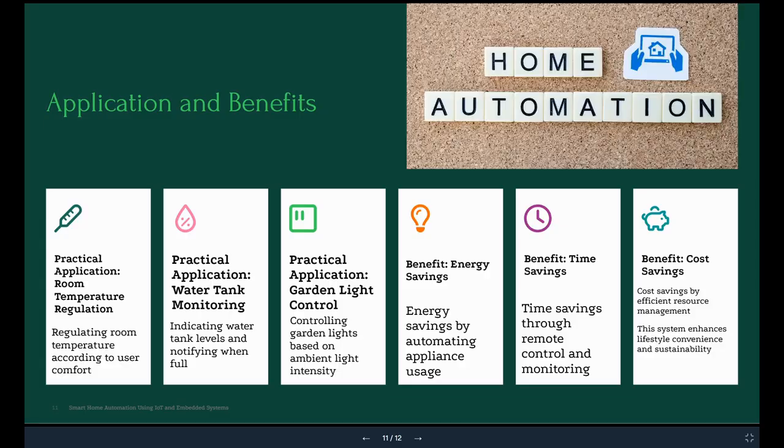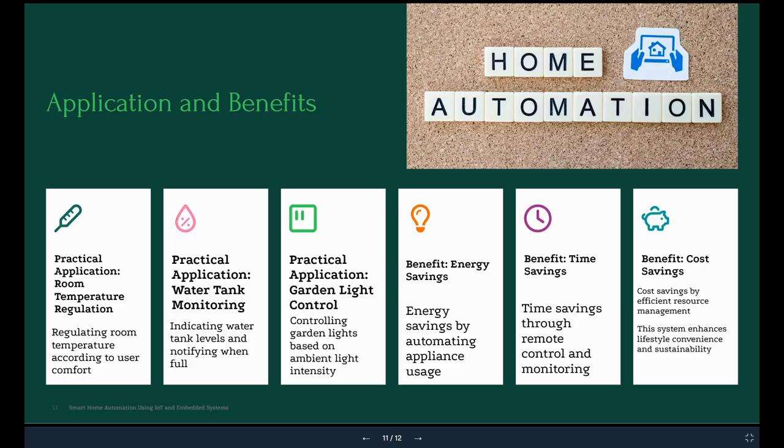Moving on to the applications and benefits of our project, the smart home automation system. It includes practical applications: room temperature regulation, water tank monitoring, and garden light control; and benefits include energy saving, time saving, and cost saving. Practical application in room temperature regulation involves regulating room temperature according to user comfort. Practical application in water tank monitoring involves indicating water tank levels and notifying when full.